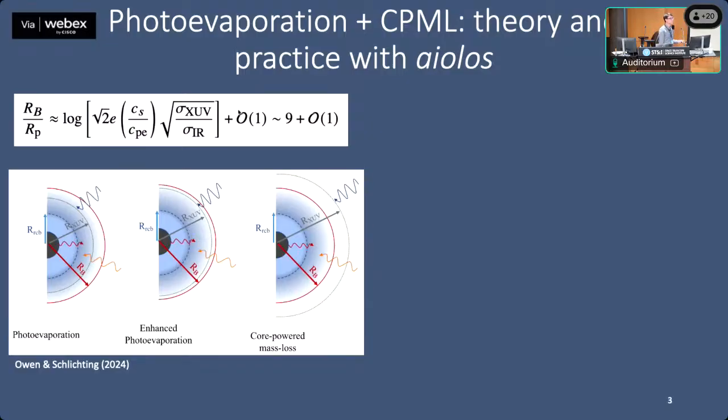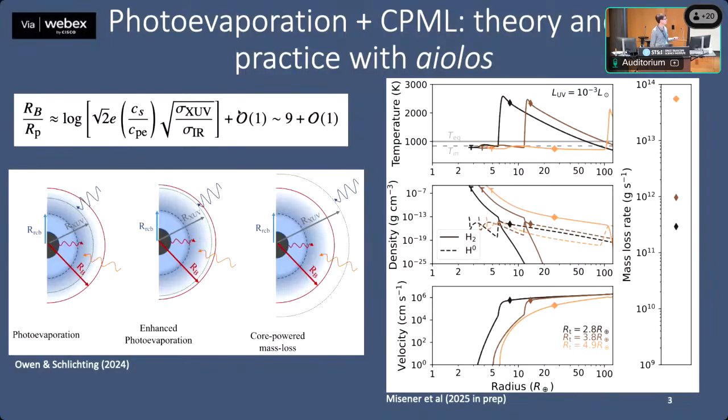And what we wanted to do is test that out with the Aeolus code that Matthias nicely introduced earlier today. So it's a 1D radiative transfer hydrodynamic code that's capable of simulating these sub-Neptune atmospheres. And so that is what I'm going to tell you about. We've been doing some work with that, going to be submitted very soon, to model these atmospheres. And we see this exact dynamic starting to happen. And so that's what I'm showing here.